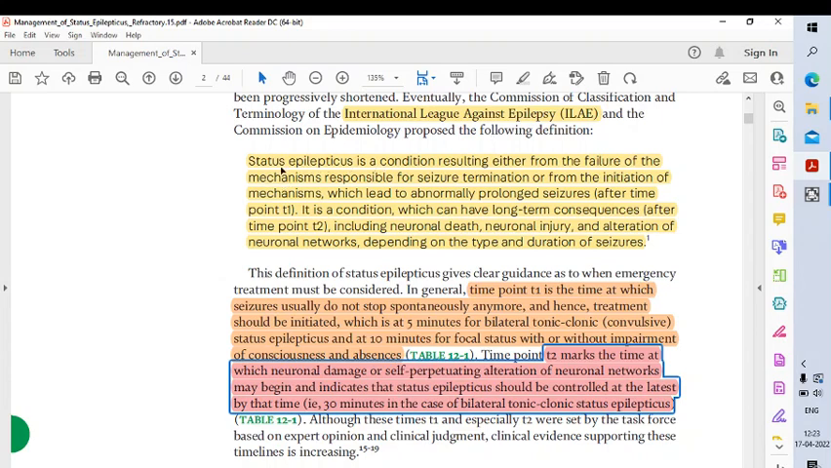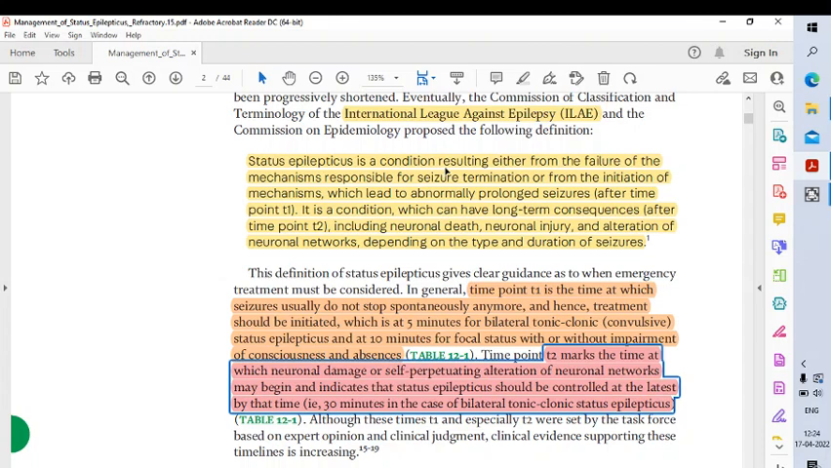What is status epilepticus? It is a condition which results either from the failure of the mechanisms which are responsible for seizure termination or from the initiation of the mechanisms which lead to abnormally prolonged seizures after time point T1. So there are two times in the definition of status epilepticus, T1 and T2. What is the significance of T1? It is the time by which the seizure should terminate.